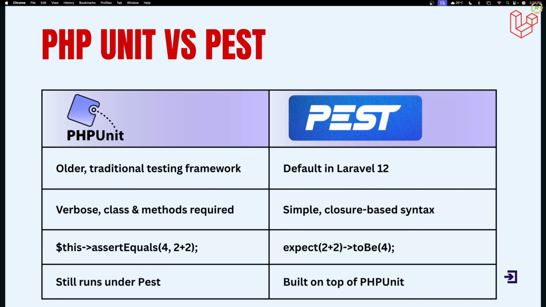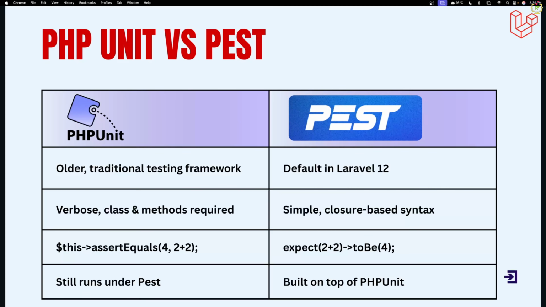So when we talk about testing in Laravel 12, we will mainly use Pest, but it is very important to know that PHPUnit is still there working in the background. Now we will do a quick setup of Pest in a Laravel 12 application.